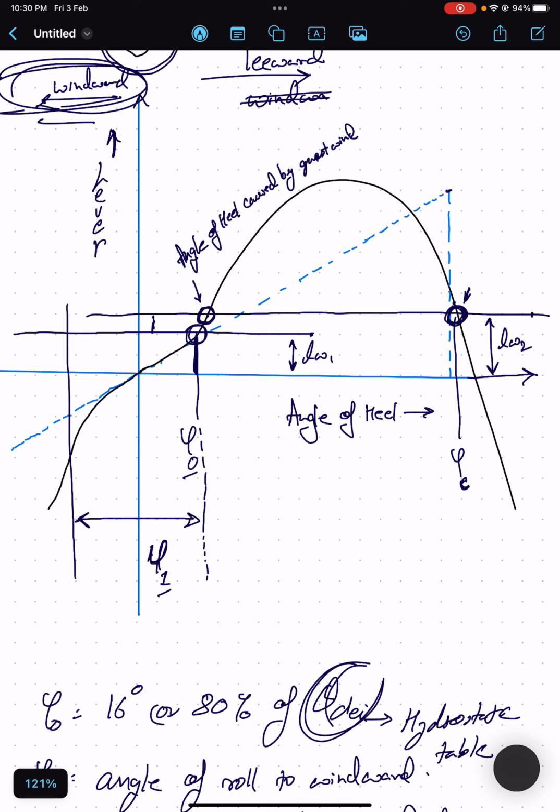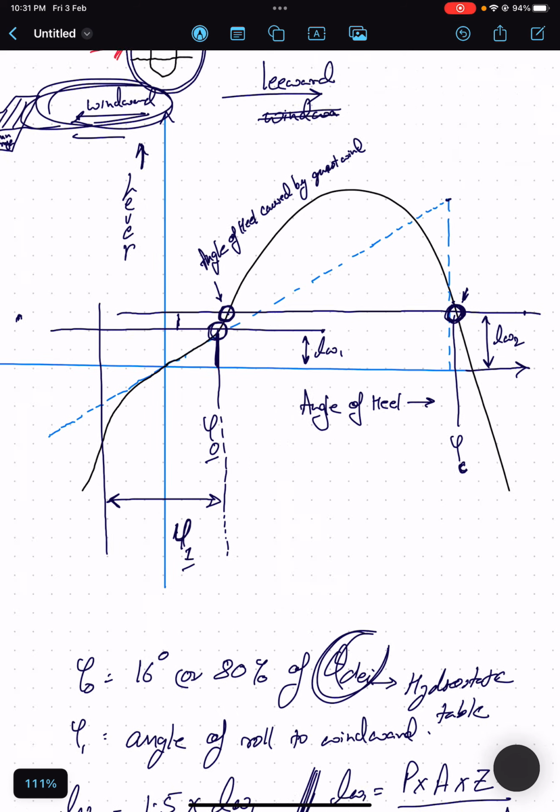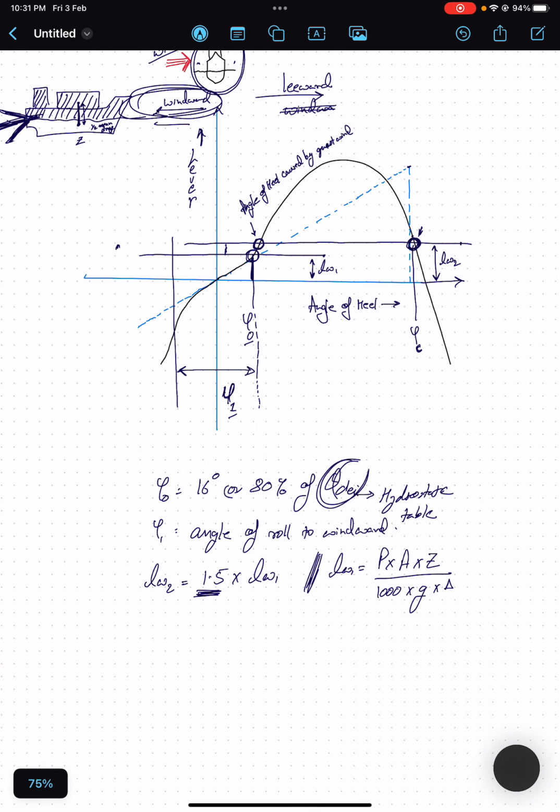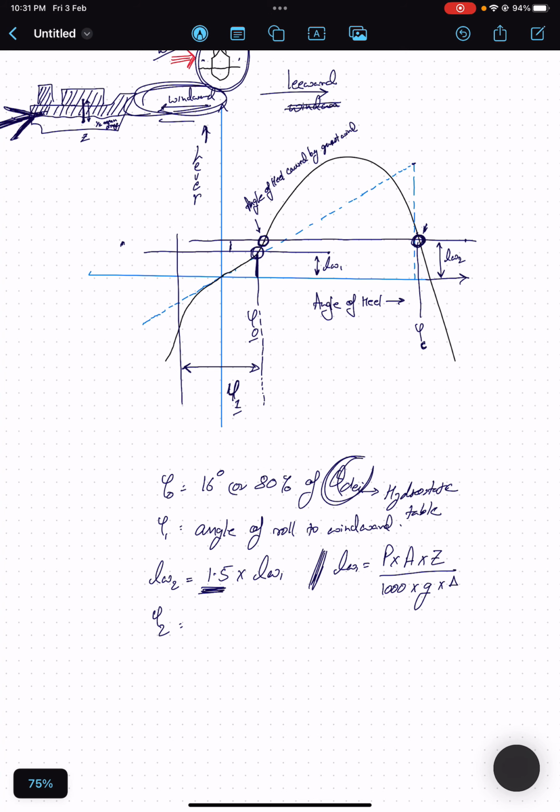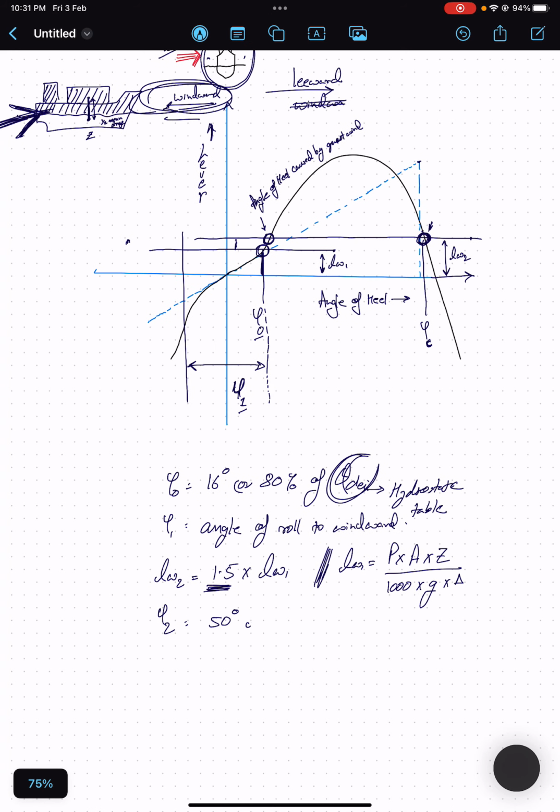Why phi C? We'll see in the coming part. So we have got phi 0, we have got phi 1, and now we will see what is phi 2. There is a condition for phi 2. Phi 2 is either 50 degree, or theta flooding, or phi C, whichever is least. So phi 2 is either 50 degree or theta flooding.